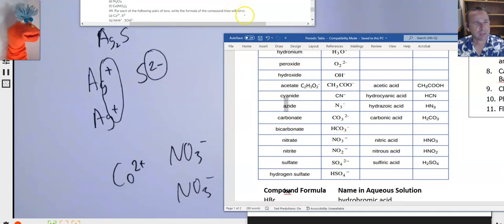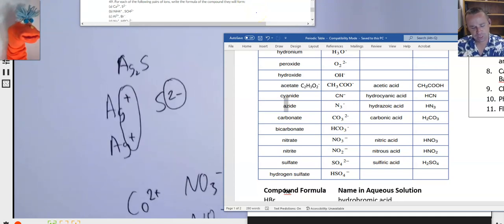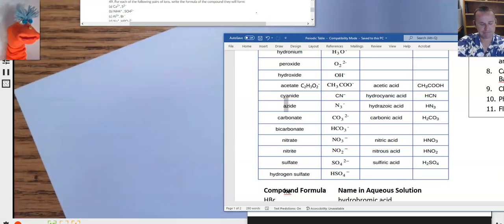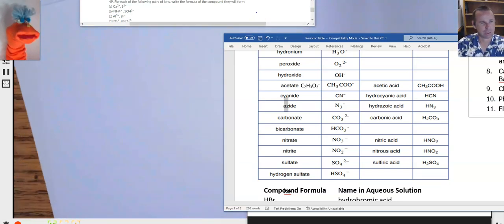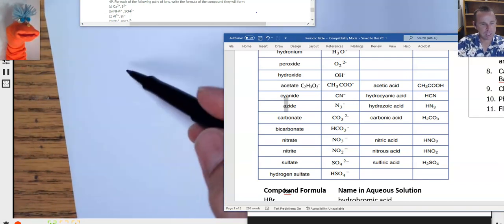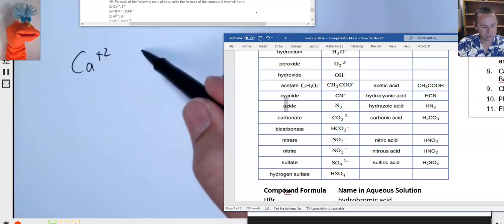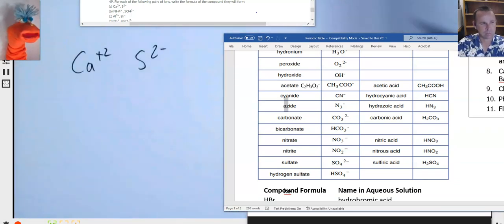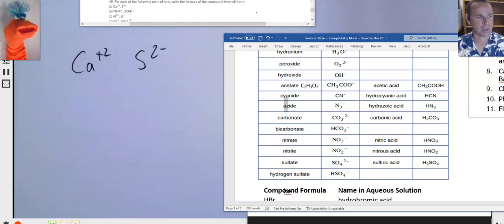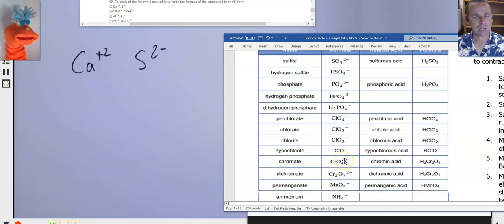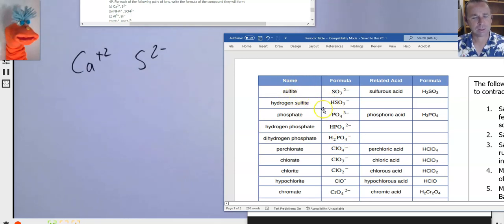All right, 49. For each of the following pairs of ions, write the resulting formula of the compound that will form. All right, pretty straightforward, right? Well, we've been kind of doing that already. That's right. So here we can see that when we combine the calcium ion, this is 49A, and the, what do you call that thing? Is that the sulfide ion or the sulfate? Sulfite? I can't remember. All right. So here we have the polyatomic ions showing us that sulfate is there. And here's the sulfite. All right.